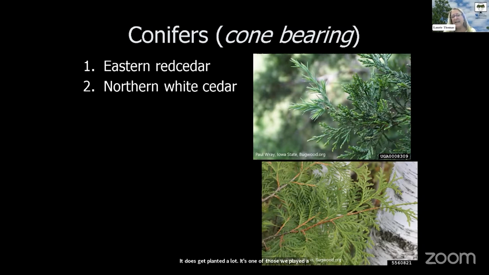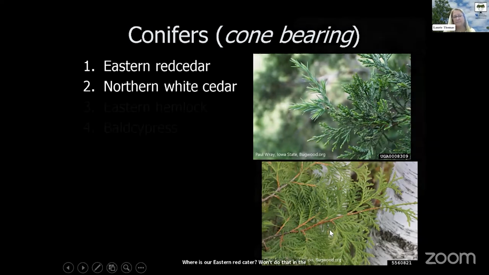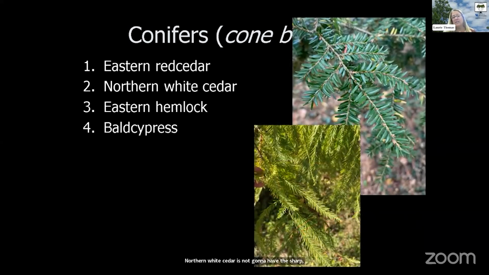And it has very soft foliage. Actually, if you cut a branch and lay it down, it's going to lay flat the way the sprays are on that, whereas our eastern red cedar won't do that. And the northern white cedar is not going to have the sharp, prickly new growth on it like the eastern red cedar. So let's look at our single needles, and we have eastern hemlock.